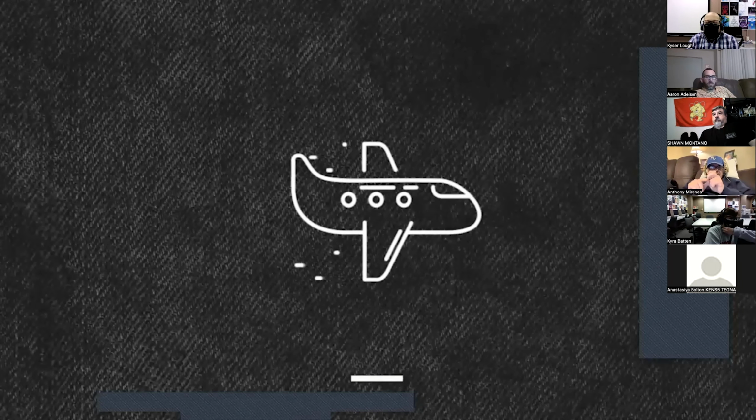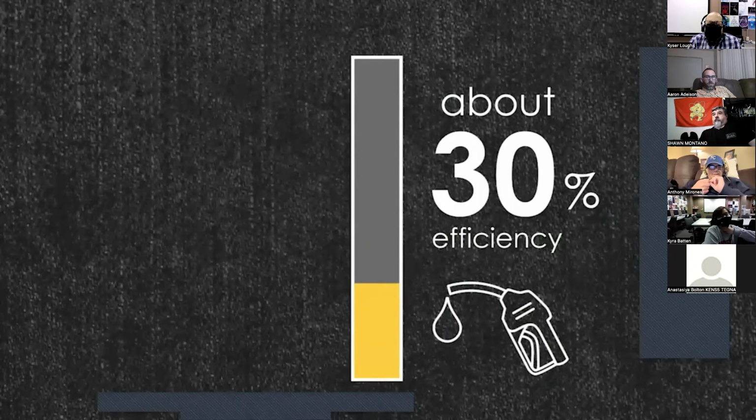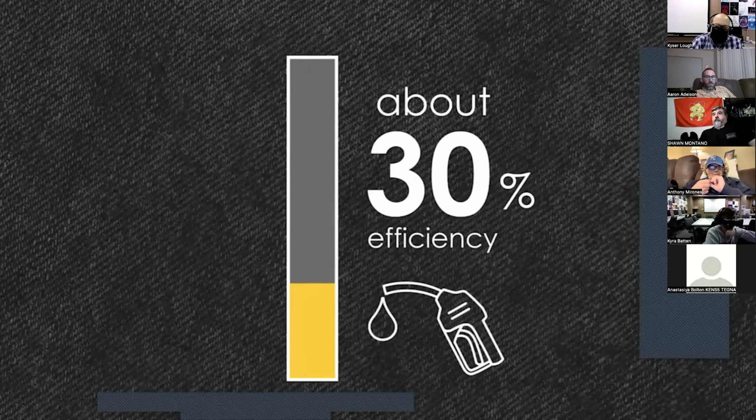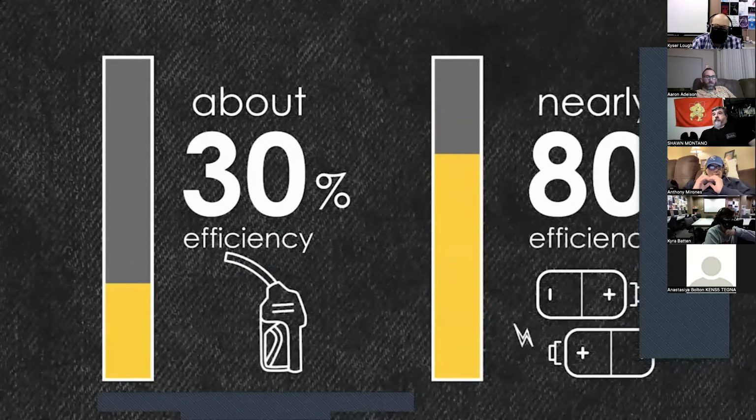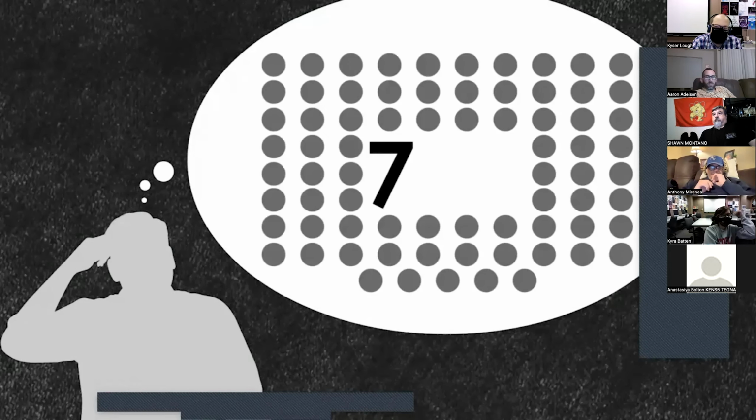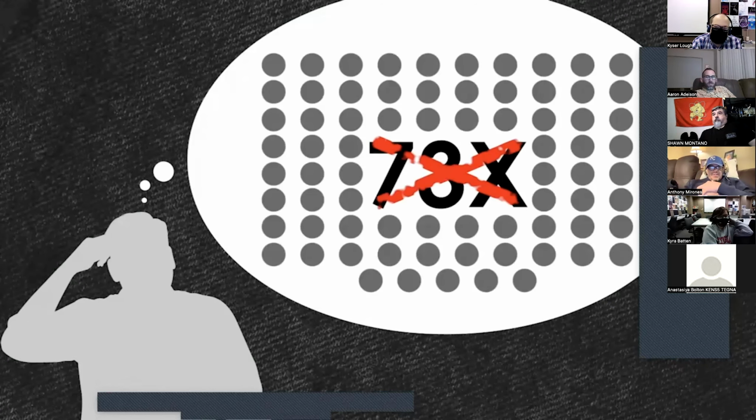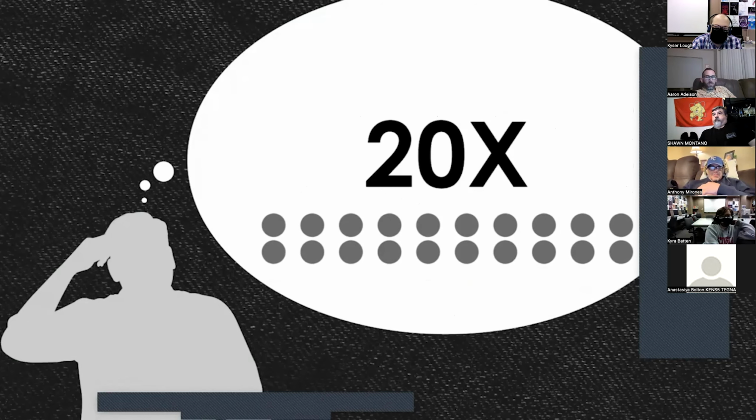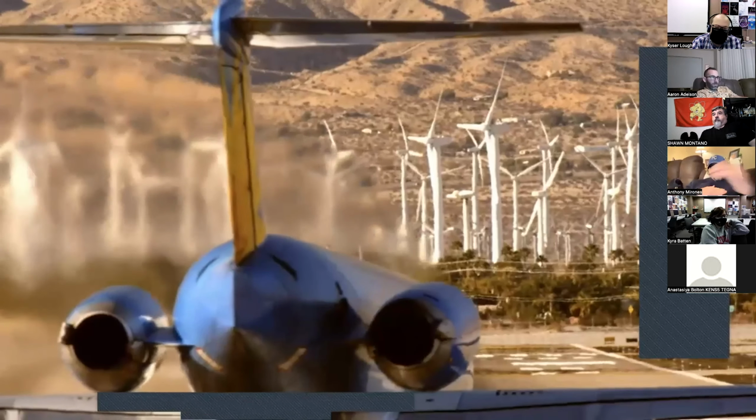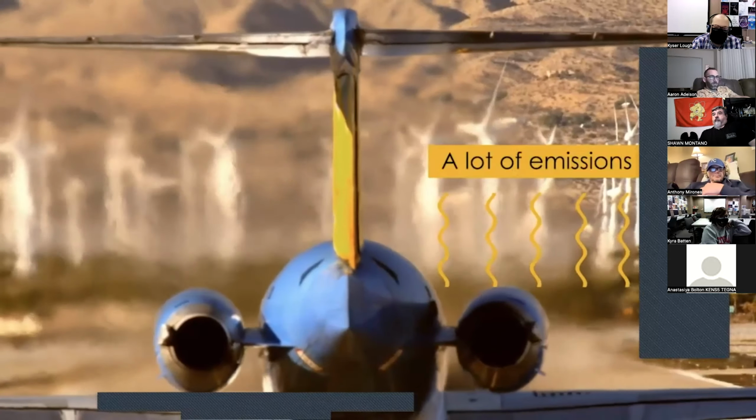With liquid-fueled aircraft, only about 30% gets translated to thrust. In a battery electric airplane, that's nearly 80% efficiency. So when you take that into effect, that 73 times gets knocked down to only about 20 times, which is still quite challenging. The good news is that batteries are getting better with time and liquid fuels aren't. Leaving us with? Right now, we have a rising carbon footprint from aviation.